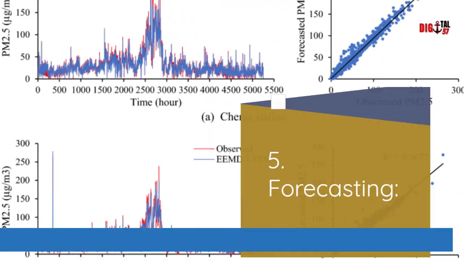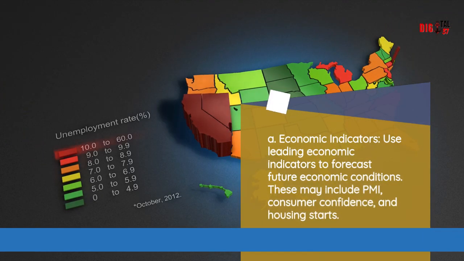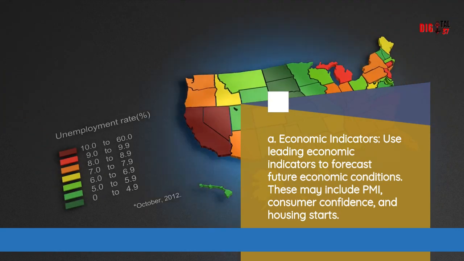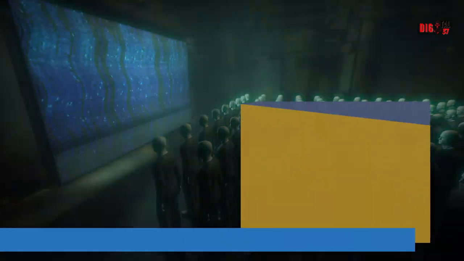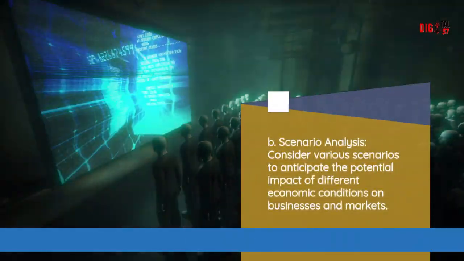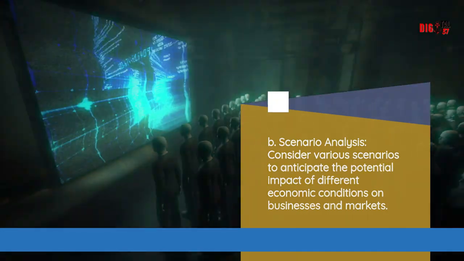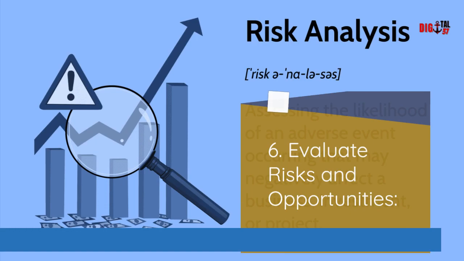5. Forecasting. A. Economic indicators. Use leading economic indicators to forecast future economic conditions. These may include PMI, consumer confidence, and housing starts. B. Scenario analysis. Consider various scenarios to anticipate the potential impact of different economic conditions on businesses and markets.